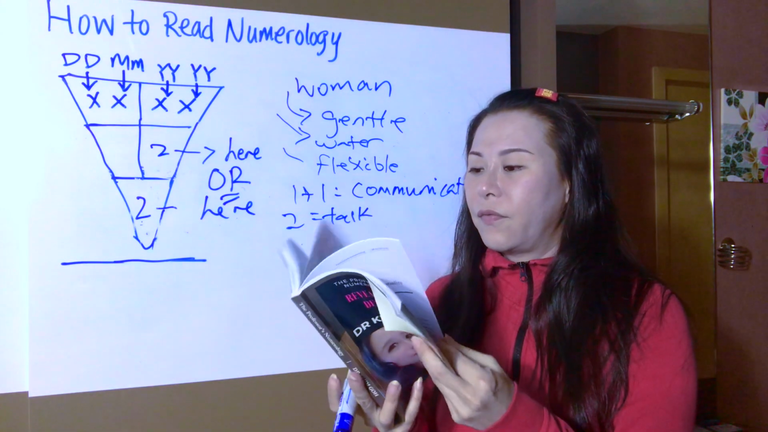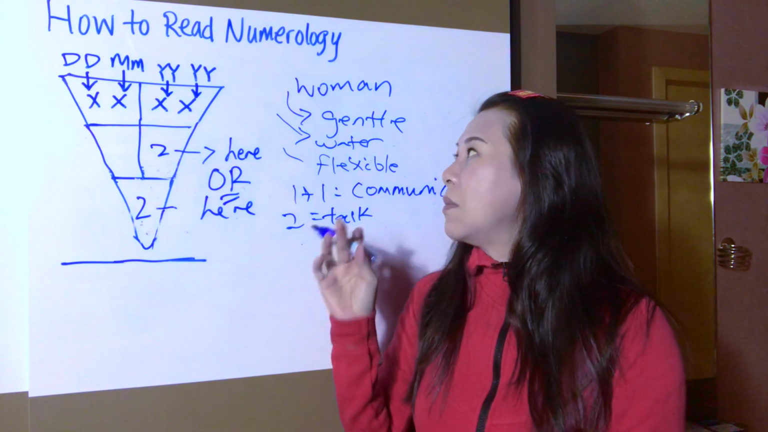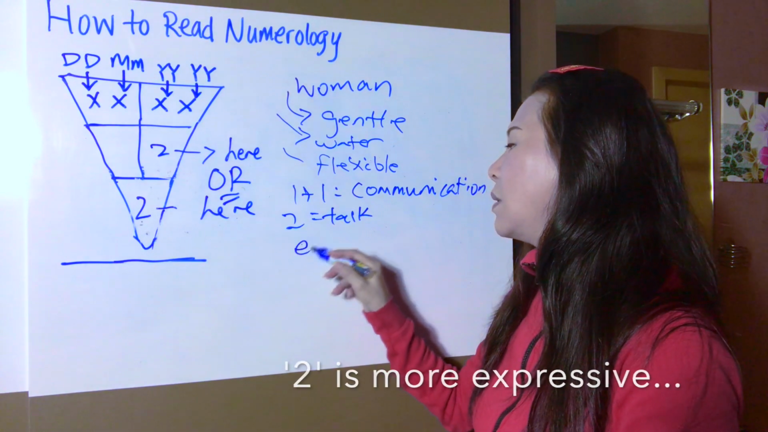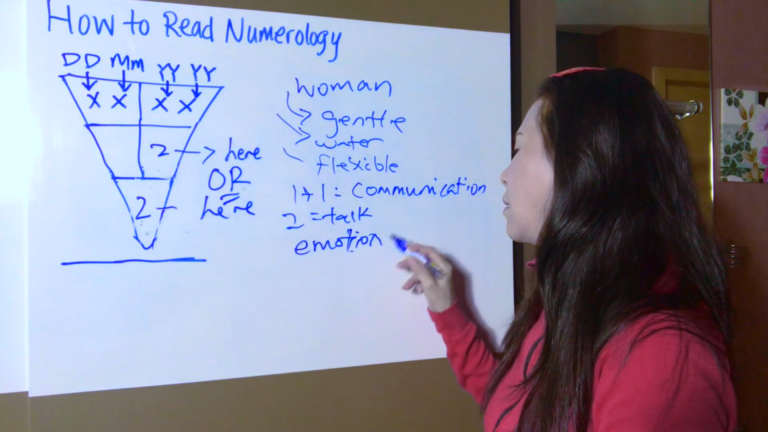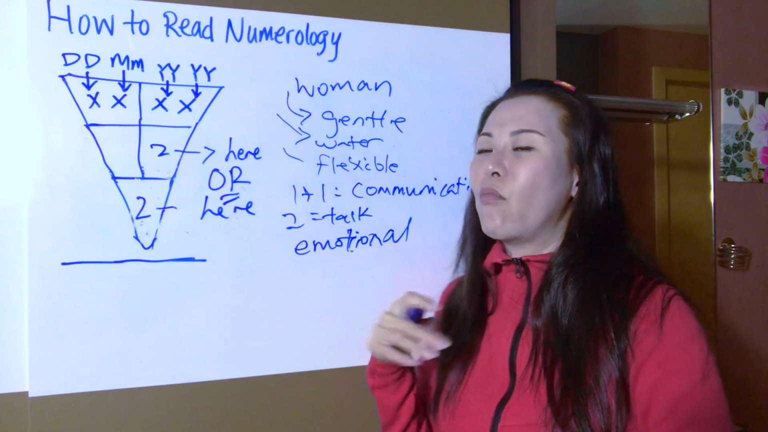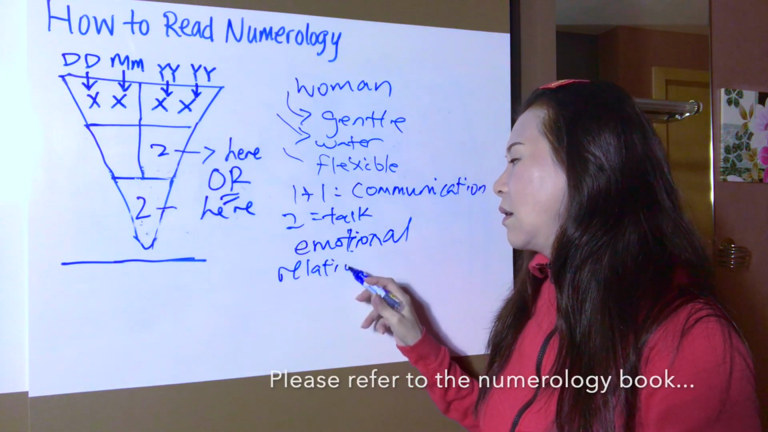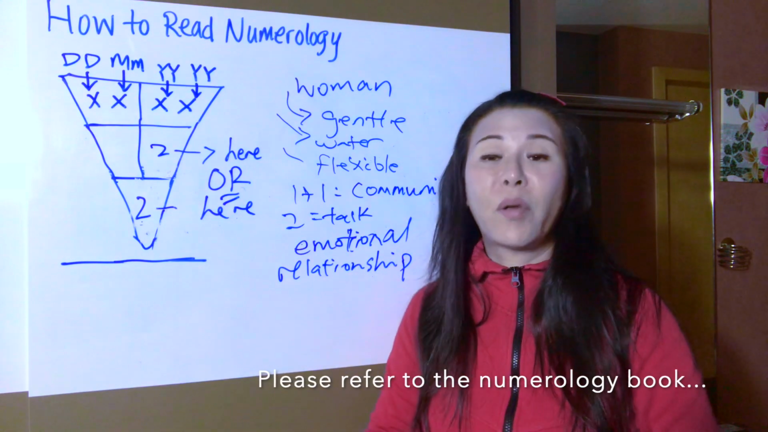If you flip and look for personality 2, women usually are more emotional, right? So you can see the 2 people are more emotional. They put more emphasis on relationships. They think getting along with you well is important, correct?